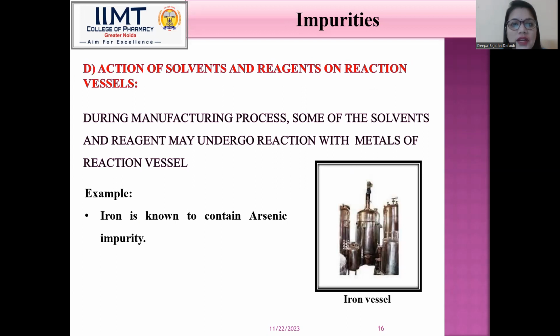Action of solvent and reagents on the reaction vessel. So what is the action of solvent and reagents on reaction vessels? During the manufacturing process, some of the solvents and reagents may undergo reaction with metals of the reaction vessel. The metals are those used for the manufacturing of any container in which we prepare the drug. Example, iron is known to contain arsenic impurity.